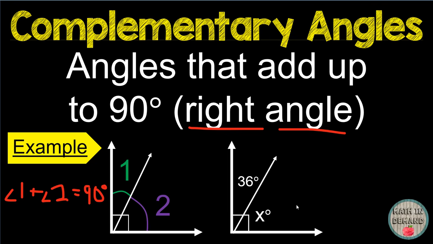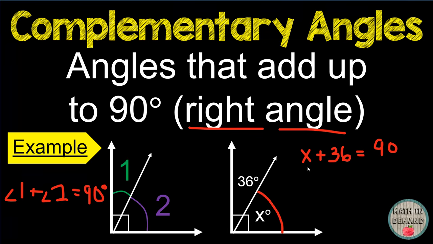For example, in this picture, I have x and I have 36 degrees. I do not know this angle. However, I can find this angle by setting up an equation. My equation will be x plus 36 degrees equals 90 degrees. Now this is a one-step equation.